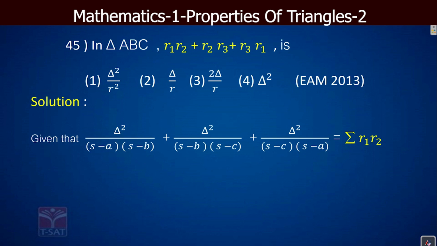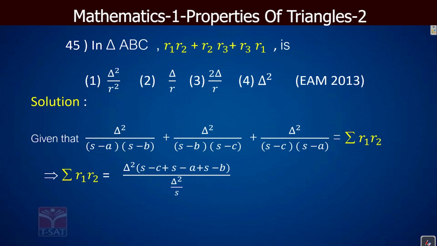So, that is sigma R1 R2. Therefore, sigma R1 R2 is equal to delta square into, now simplify it, (S minus C plus S minus A plus S minus B) by S into (S minus A) into (S minus B) into (S minus C). But (S minus A) into (S minus B) into (S minus C) is delta square by S. So, if you substitute, that is 3S square minus 2S square. So, that is equal to S square. So, S square means delta square by r square. So, option number 1.